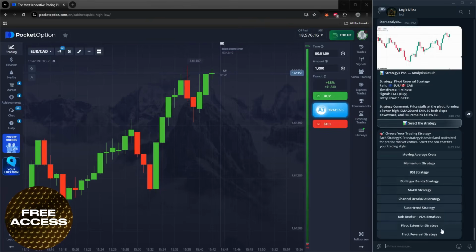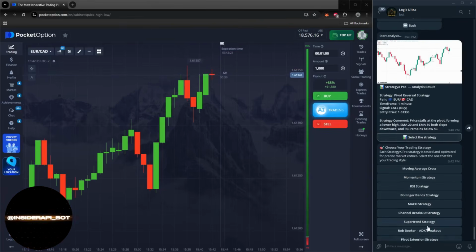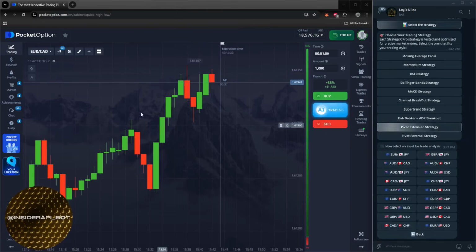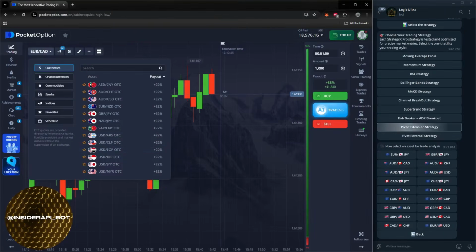So let's go ahead, do one more trade. We're already profiting pretty good, 4.5k I think. So let's do one last trade right here with pivot extension strategy. We did one with reversal, so same process. Let's hit up a market.